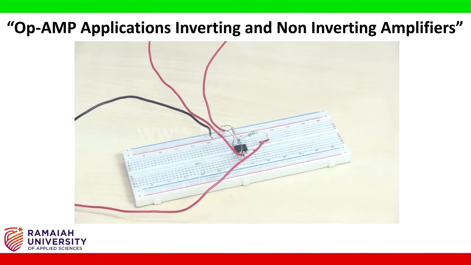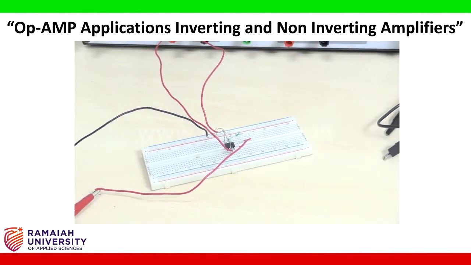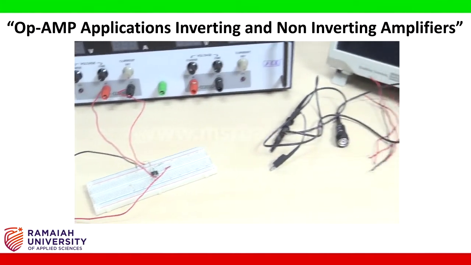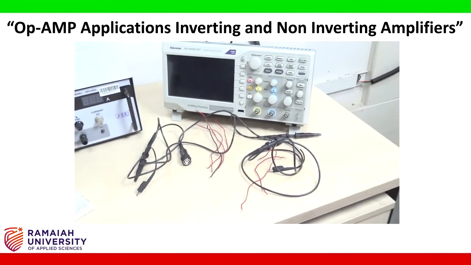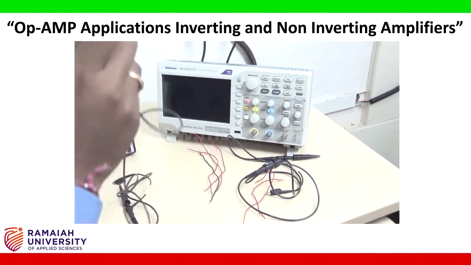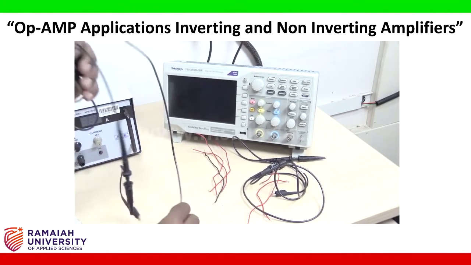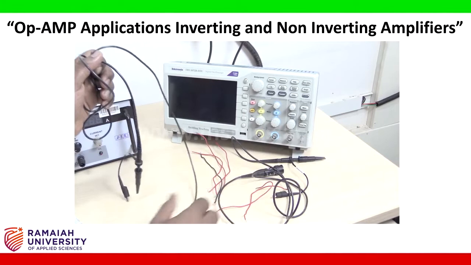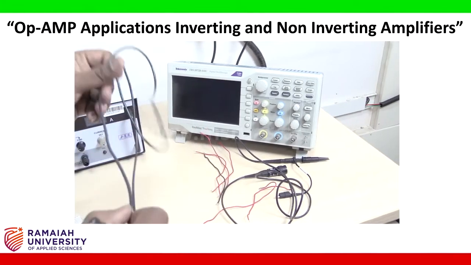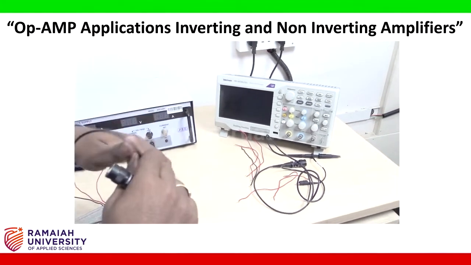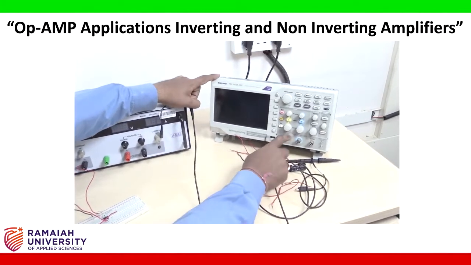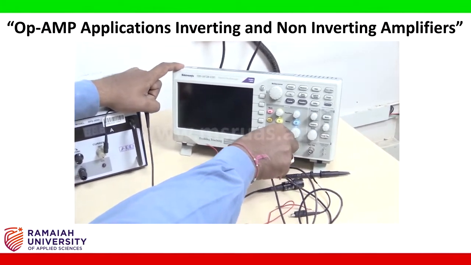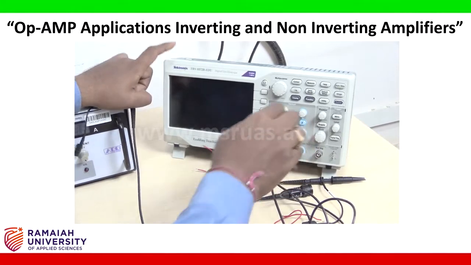Now I want to see the output using the digital oscilloscope. I am going to take two probes. One probe is for the input connection and another probe is for the output connection. I am going to connect to see the output first. I can use any of these two channels, so I connect this probe to this particular channel to see my output.